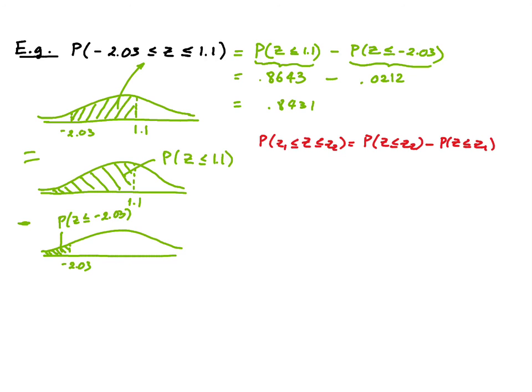So in this video, we learned how to use the standard normal table to find the probability that the standard normal variable falls between two values.